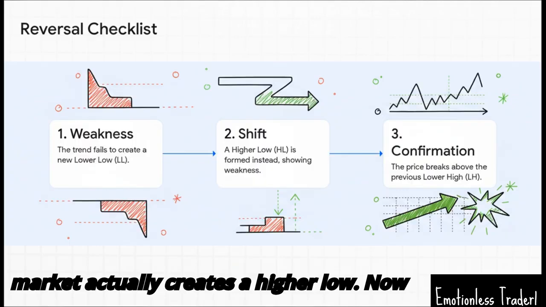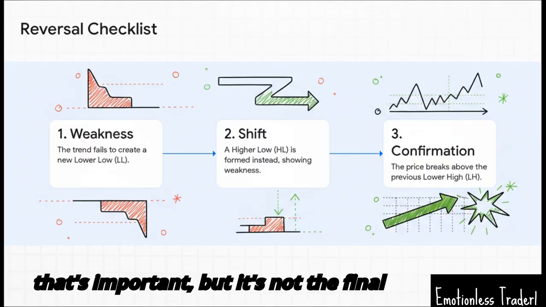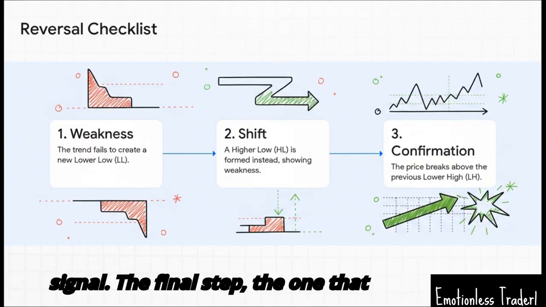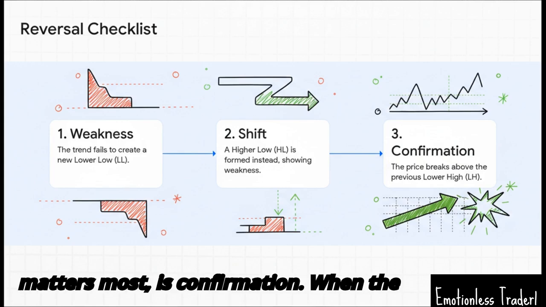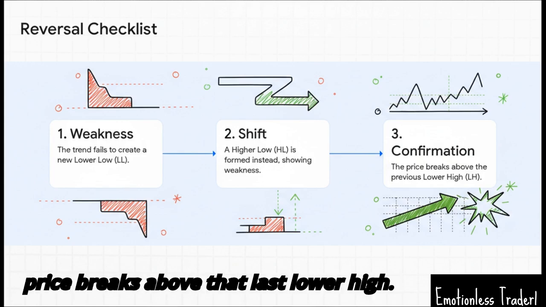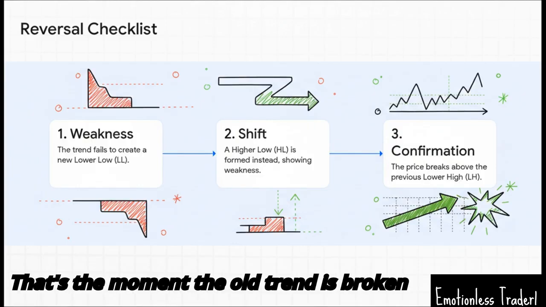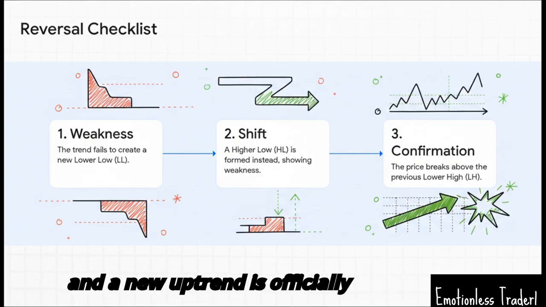Second, you see a shift. The market actually creates a higher low. Now, that's important, but it's not the final signal. The final step, the one that matters most, is confirmation. When the price breaks above that last lower high, that's the moment. The old trend is broken and a new uptrend is officially confirmed.